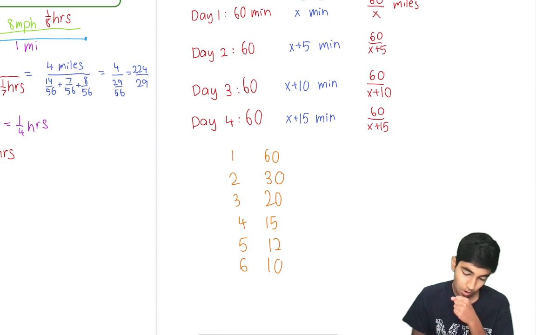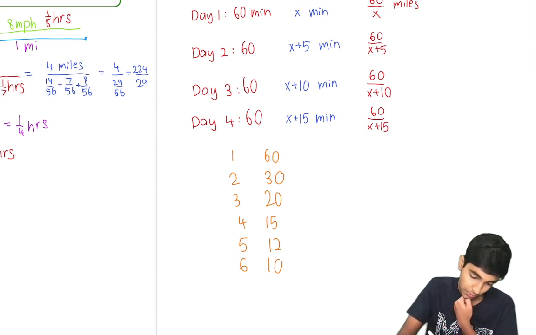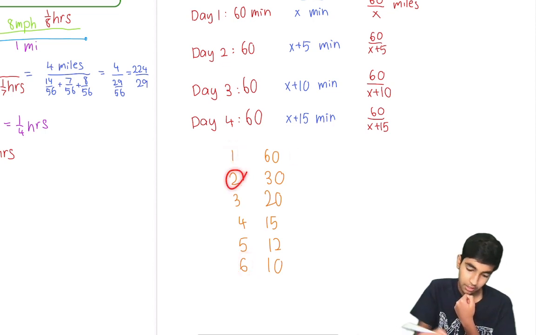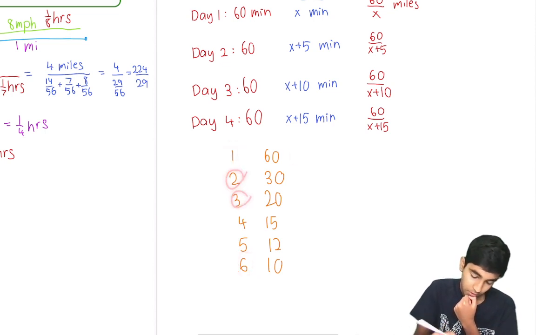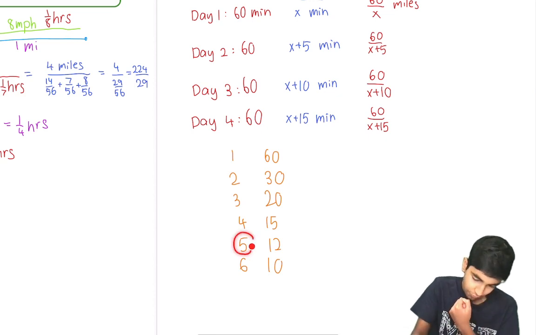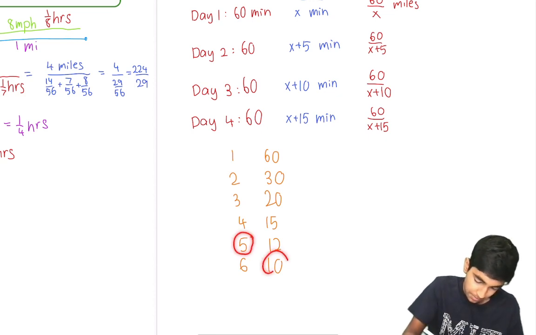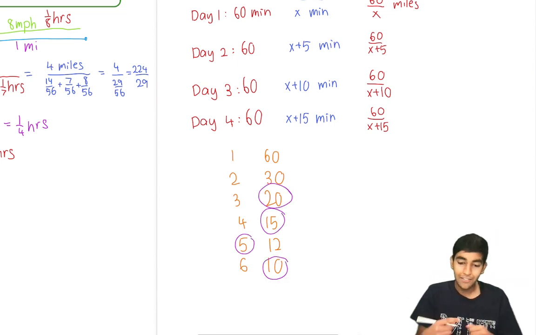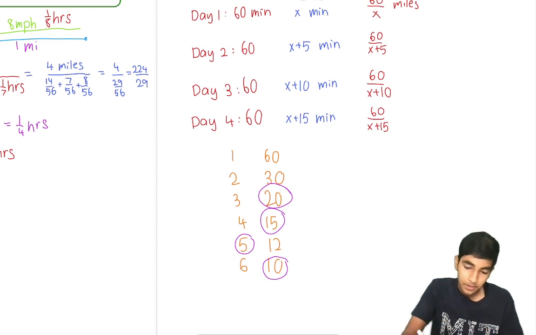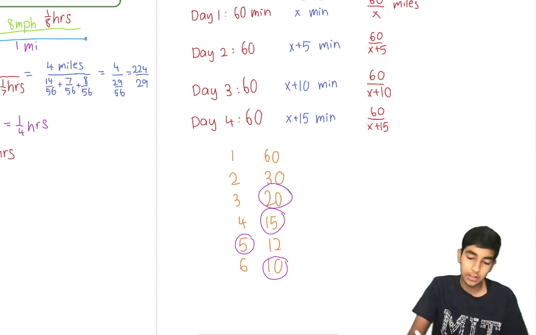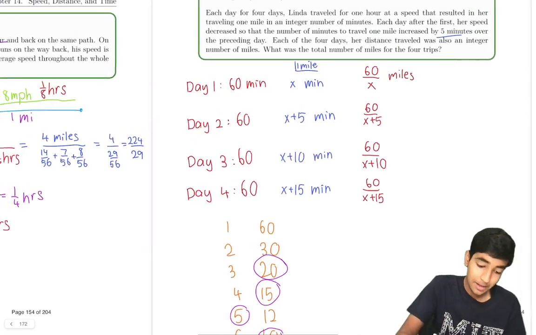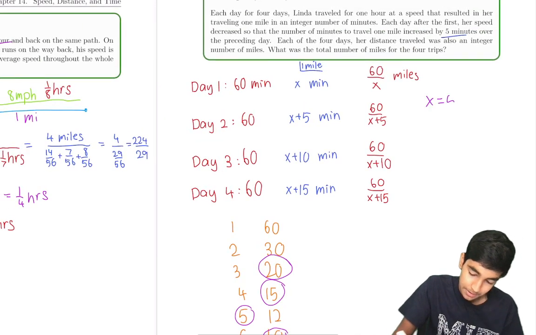So let's see, what factors here differ by 5? We have 1, 6, but then there's no 11, so that won't work. 2, there's nothing. 3, there's nothing. 4, nothing. 5, oh, for 5, we have 5, 10, 15, 20. Aha! They all differ by 5, just like these numbers, and they're all factors of 60, so that works. So that means that x equals 5, right?